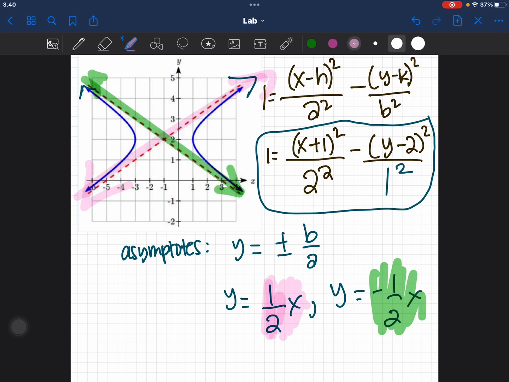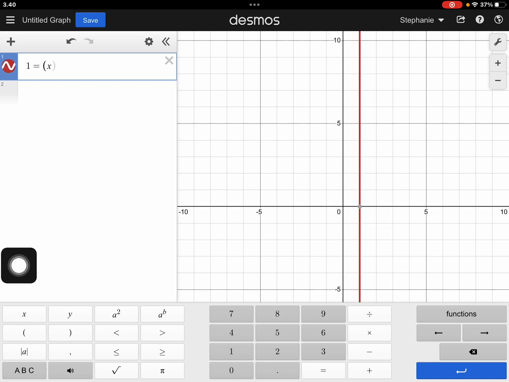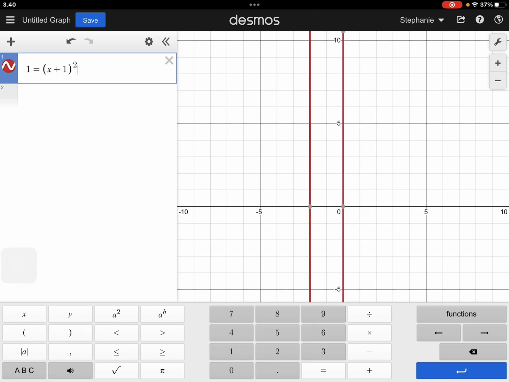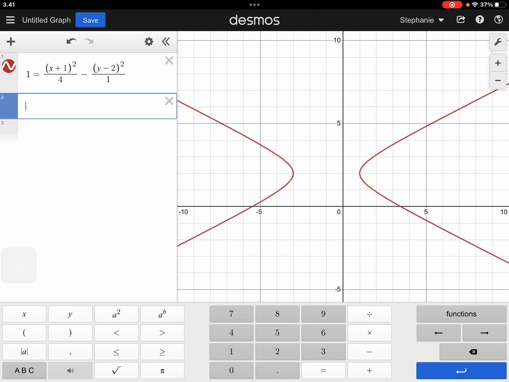Okay. You might say, if I graph it on Desmos, it wouldn't be these lines. So I'm going to graph them for you right now. I'm going to graph the hyperbolas first. x plus 1 squared over 4. That was 2 squared, right? Minus y minus 2 squared over 1. So that would be that, right?